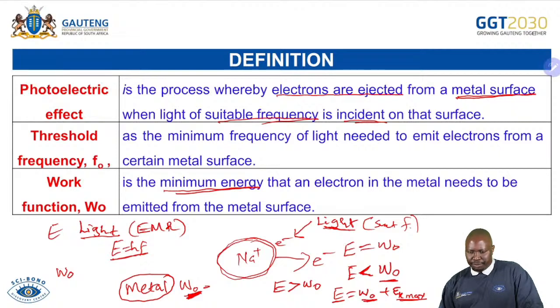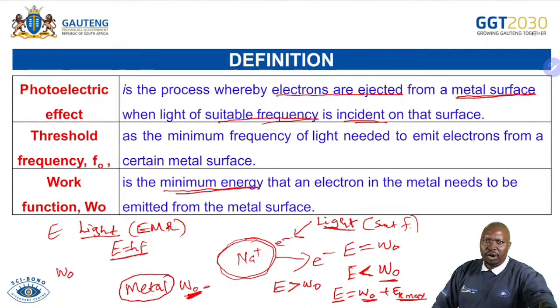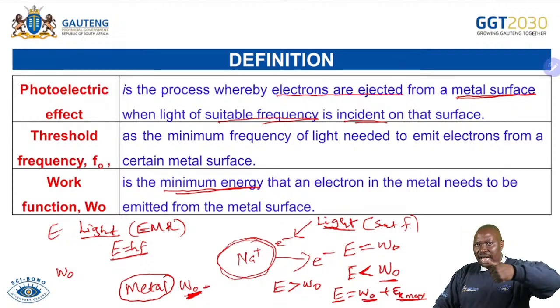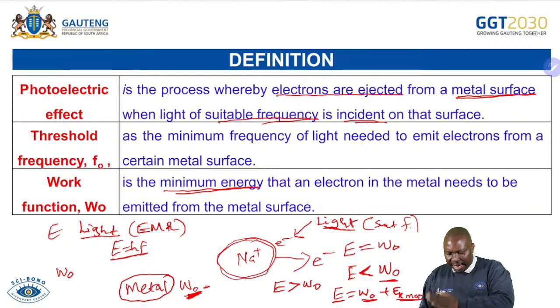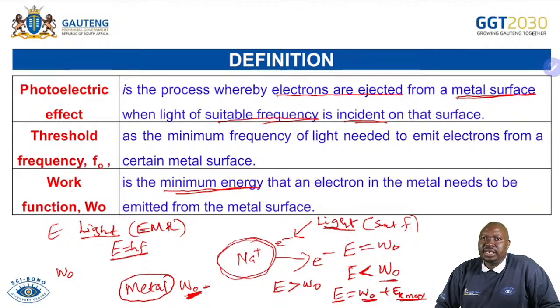In conclusion, there is always a condition to be met for the photoelectric effect to occur. The condition is that the energy of the incident photon must be equal to or greater than the work function. When it's equal, there will be removal of an electron. When it's greater, there will be removal of an electron and the other energy will be converted to kinetic energy.